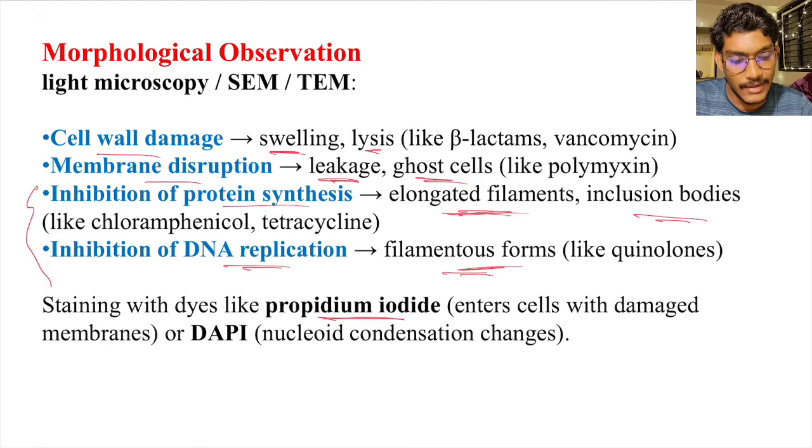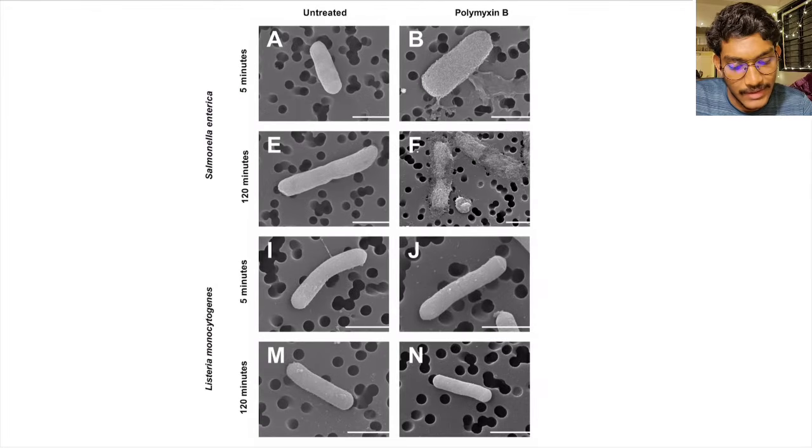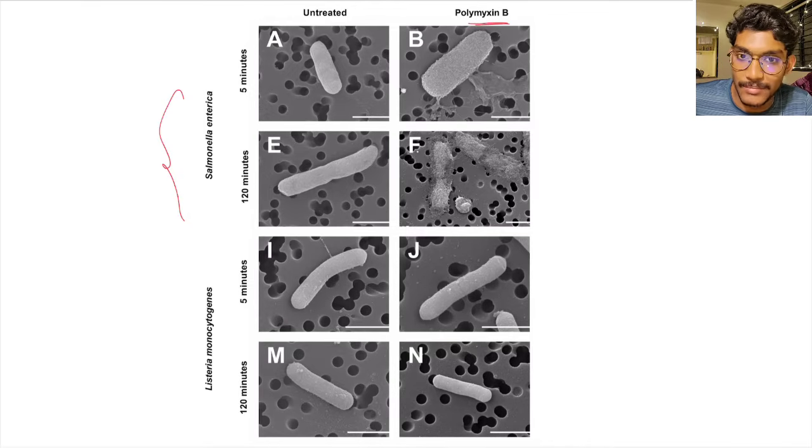So in this diagram here you can see, here I have tried to explain, like in case of the first bacteria, Salmonella enterica, with the application of polymyxin B, here you can see there is a change in the membrane structure or cell wall.